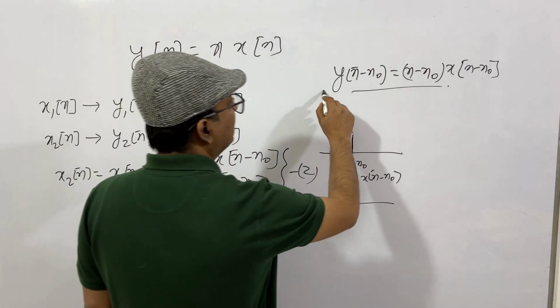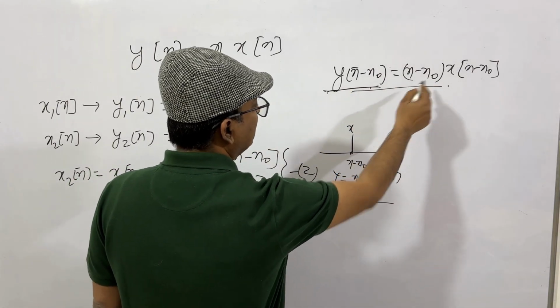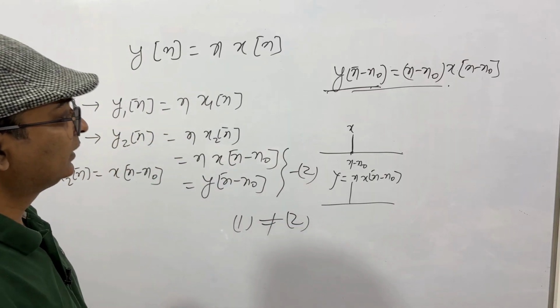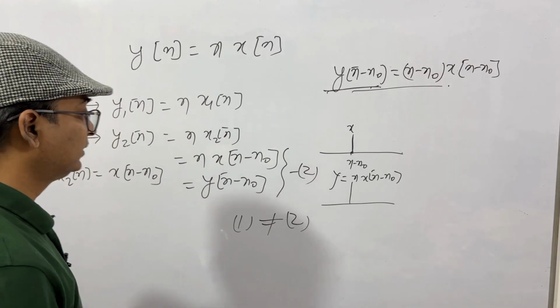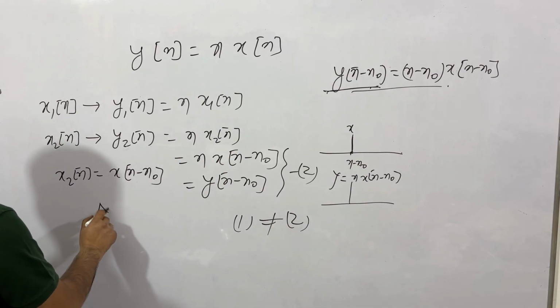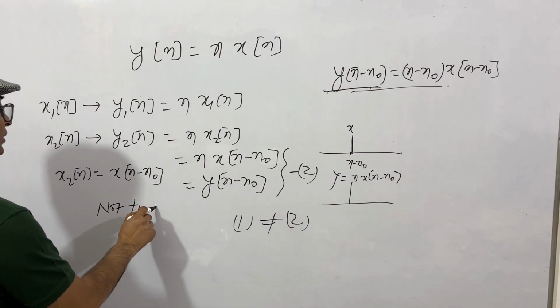But as per the definition, this is this. So these two are not equal. 1 is not equal to 2. Therefore, the system is not time invariant. A shift will not give the same output as desired. The system is not time invariant. Okay.